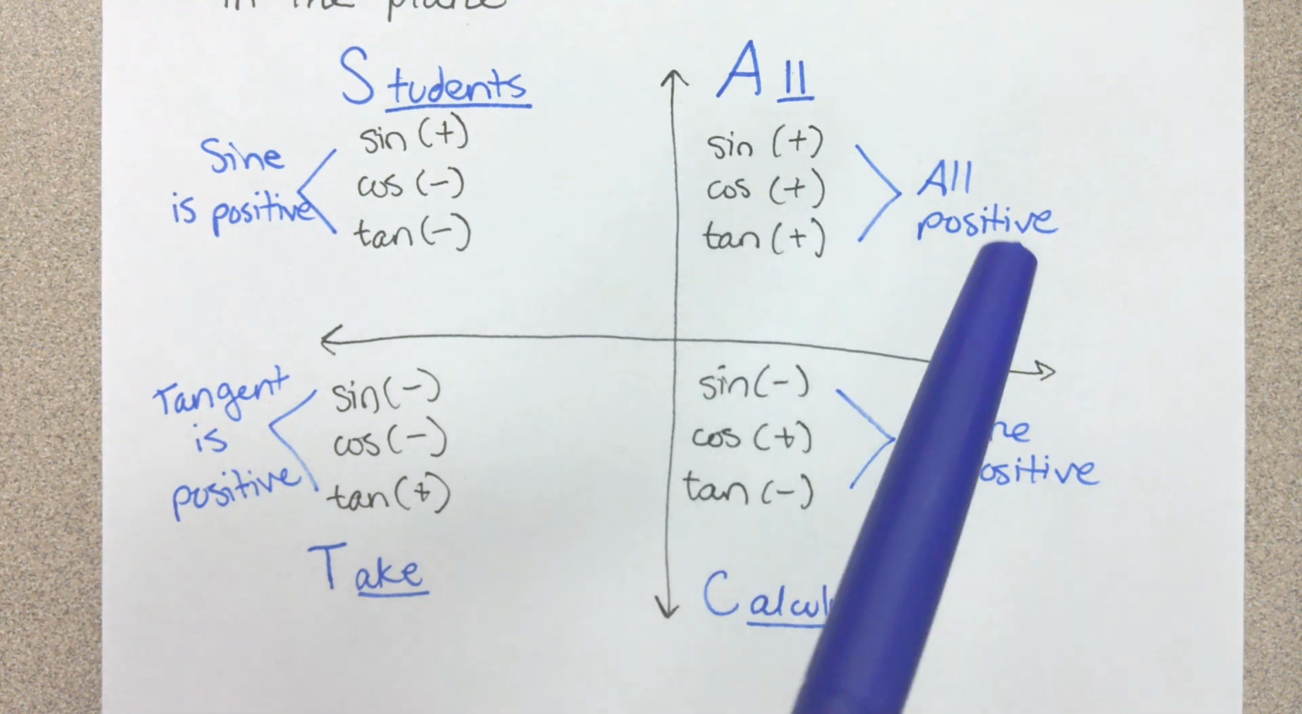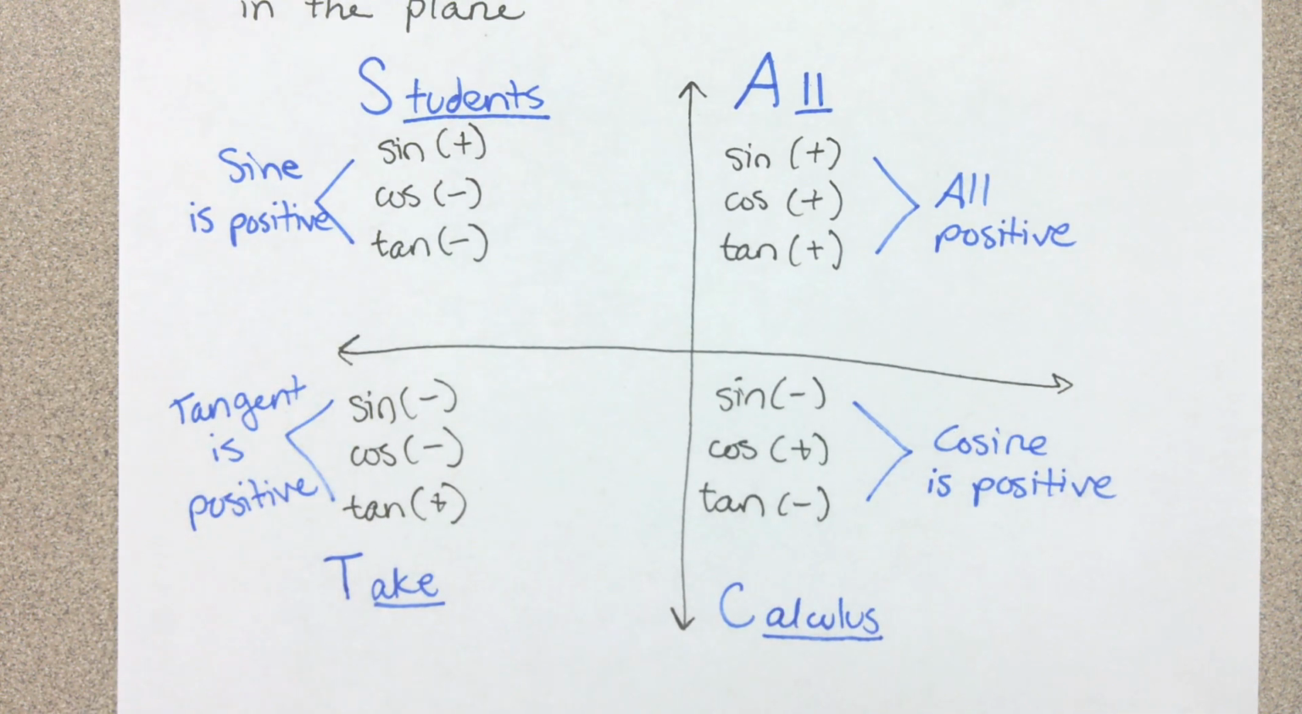Quadrant 1, all are positive. Quadrant 2, S is positive, sine. Quadrant 3, tangent. And quadrant 4, cosine. There are other teachers who use different versions of this acronym, so just a heads up, when you switch teachers at second semester, some of you might hear it a different way.